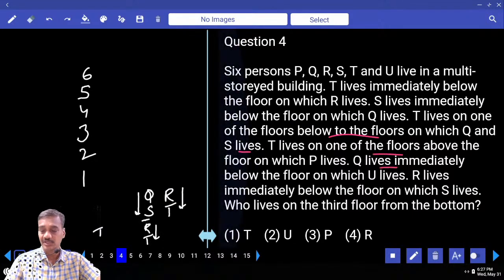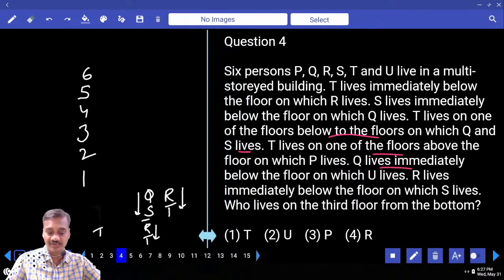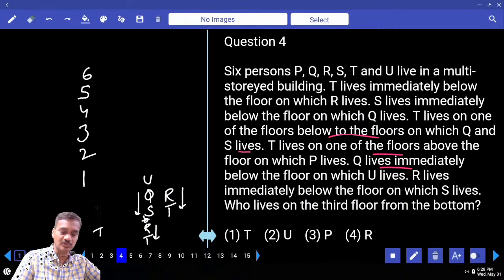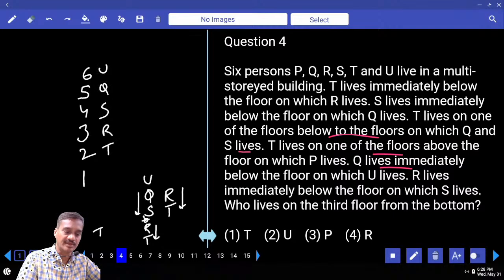And Q lives immediately below the floor on which U lives. Now Q is immediately below U, and so U, Q, S. R lives immediately below S. And R is immediately below S, isn't it? Now, who lives on the third floor from the bottom? Tell me who is that person here. As of now, U, Q, S, R, T, and P.